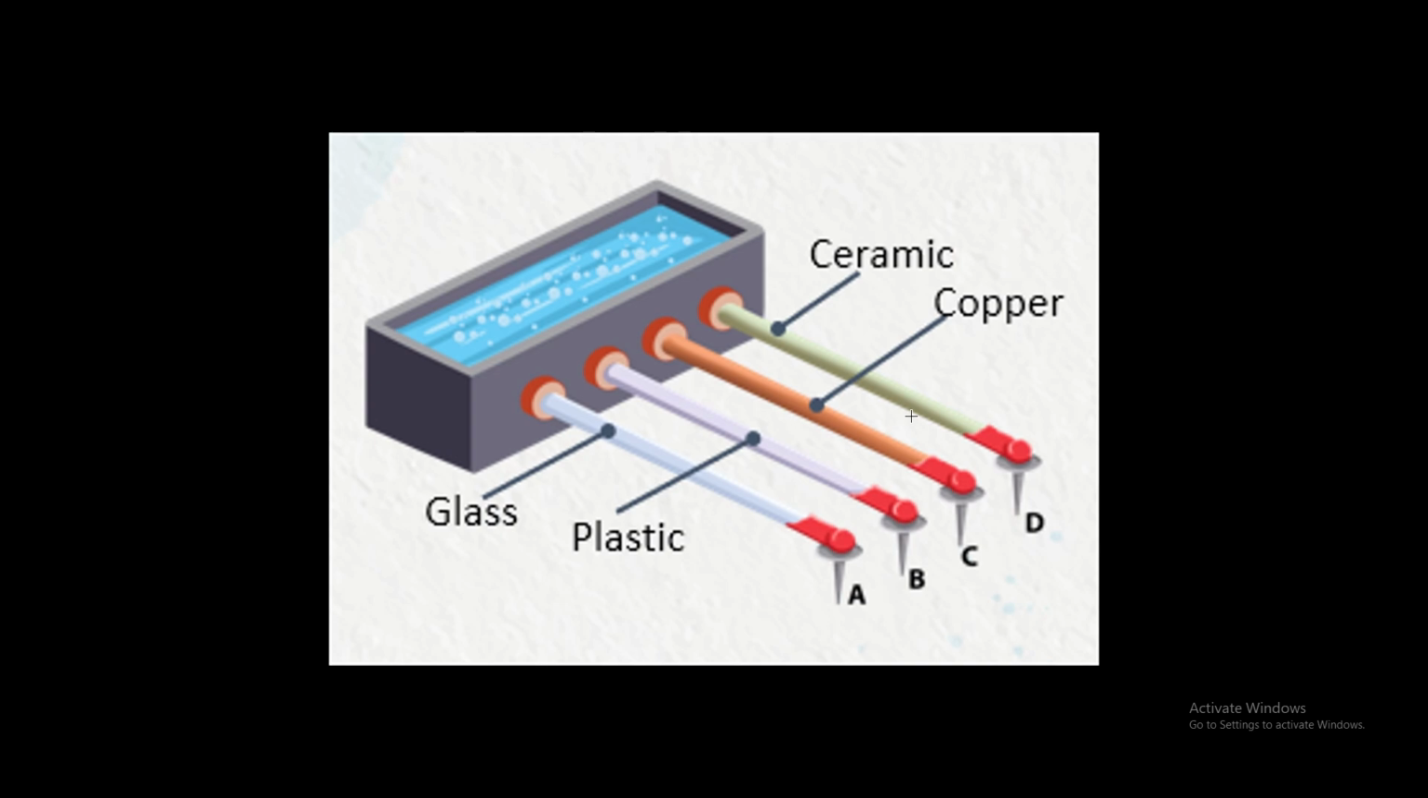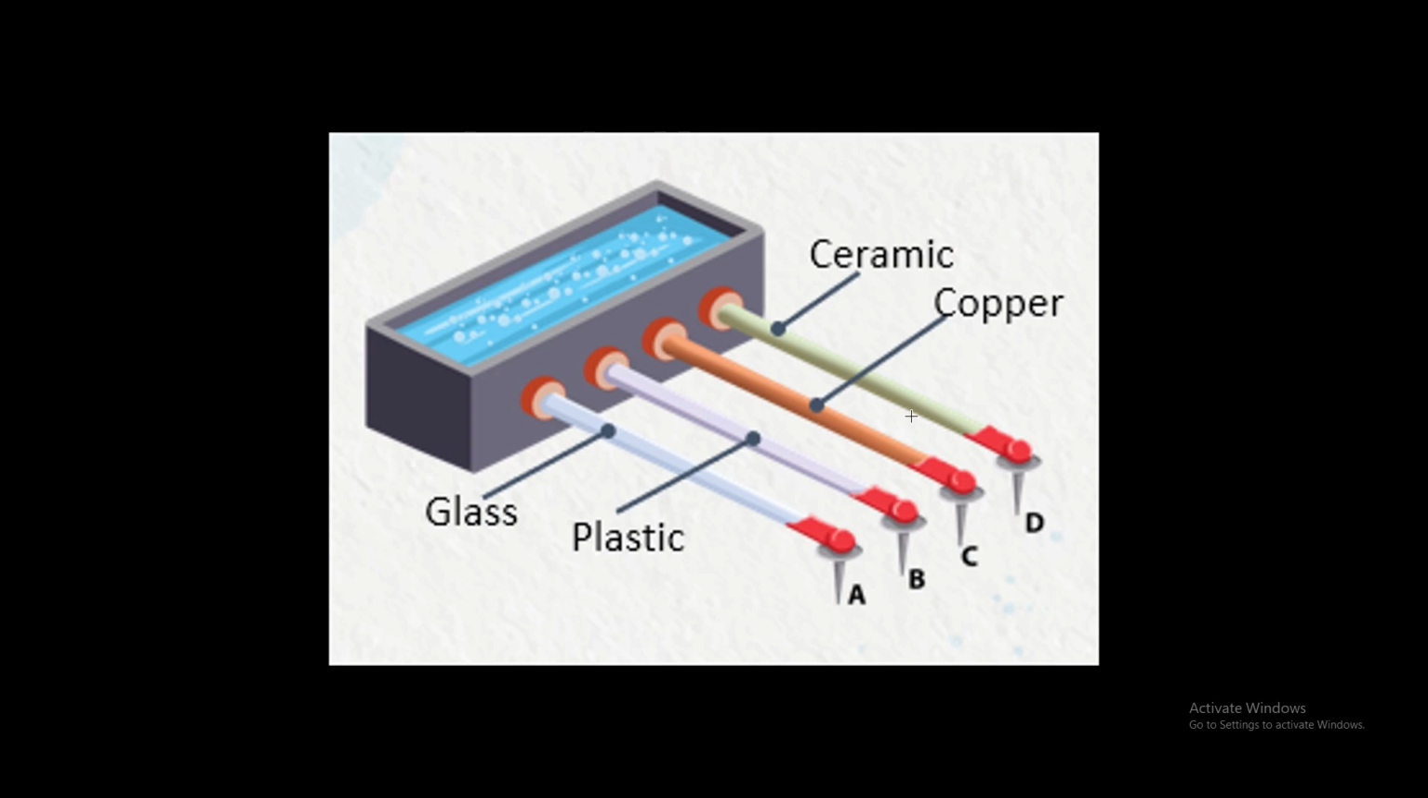Here's an experiment showing heat transfer through four different materials: glass, plastic, ceramic, and copper. These rods are connected to a heated water tank on one side. As heat flows from water into each rod, the wax attached to the tips melts. Notice that the wax melts at different rates.